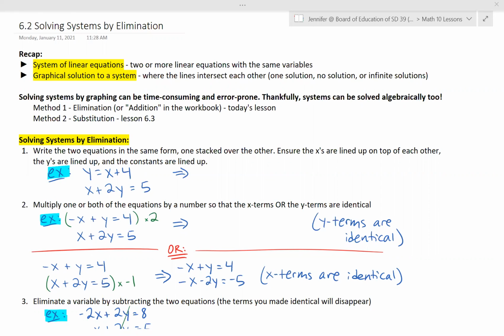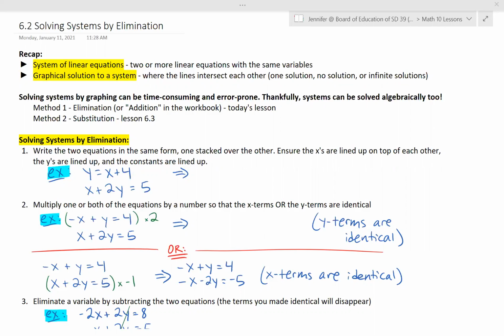Solving systems by graphing can take a lot of time because you have to set up the graphs, and it's also error prone. Sometimes the lines don't go exactly through the grid lines, and you just have to estimate what the solution is. So thankfully, there's actually two other methods to solve systems of linear equations, and they're both algebraic methods. Today, we'll learn elimination, or it's called addition in the workbook. And then in the next lesson, we'll learn the other method, which is called substitution.